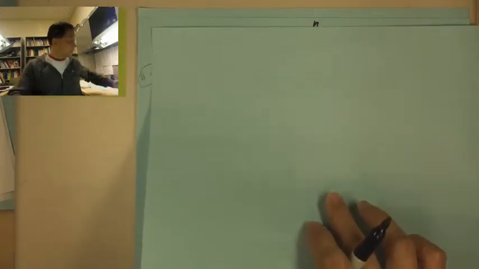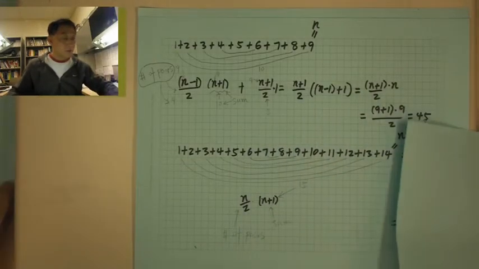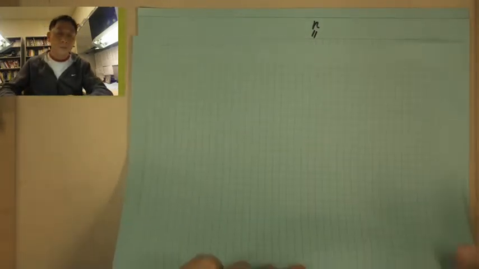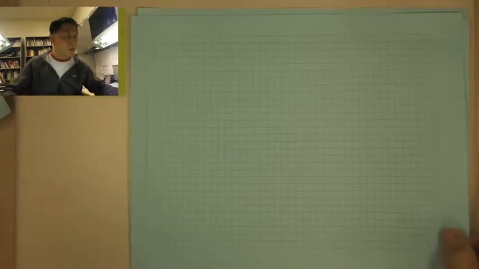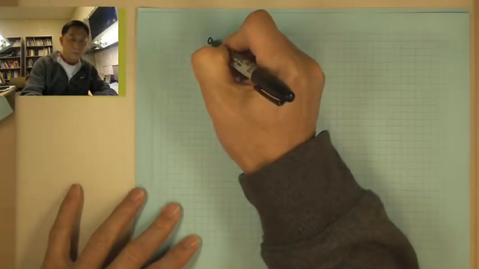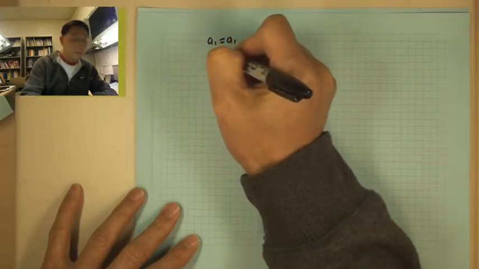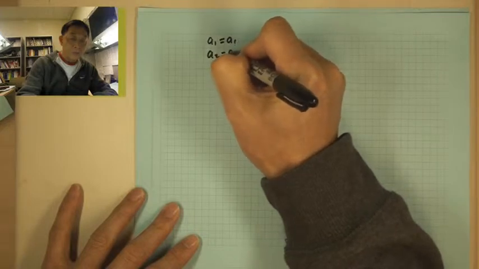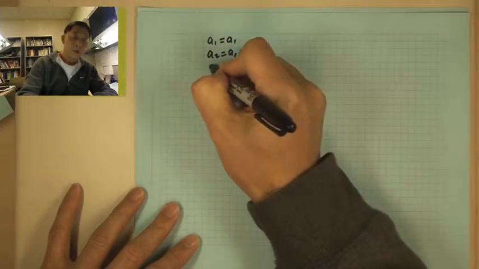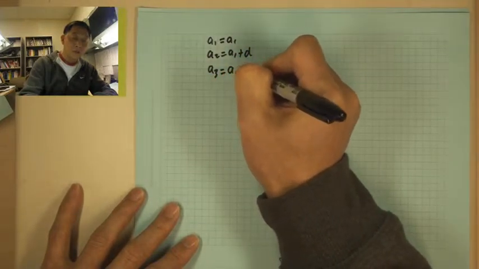Arithmetic sequence is like this. You see, we have an arithmetic sequence: a1, that's just a1. a2 is a1 plus d. a3 is a1 plus 2d.